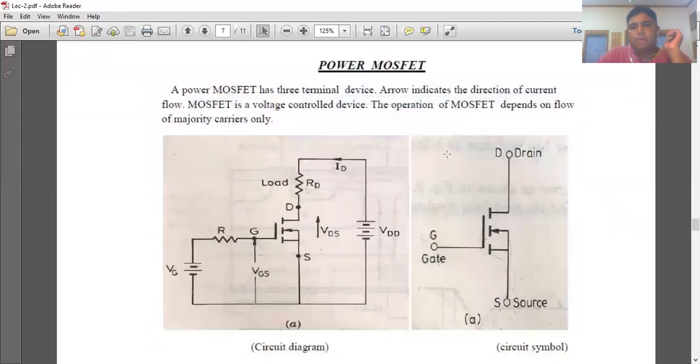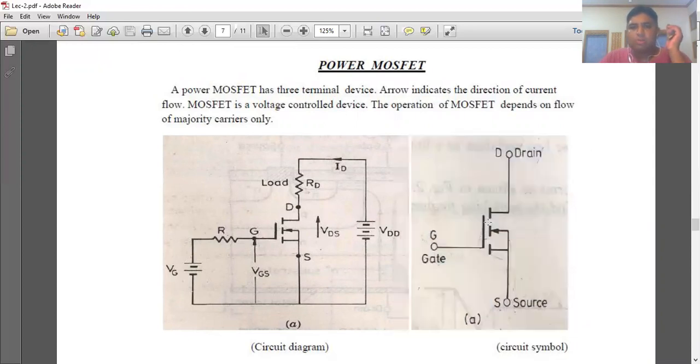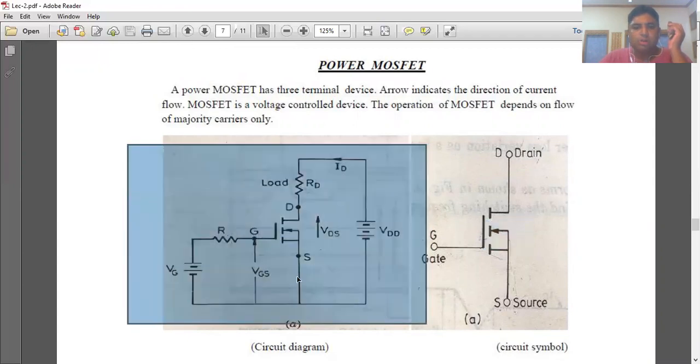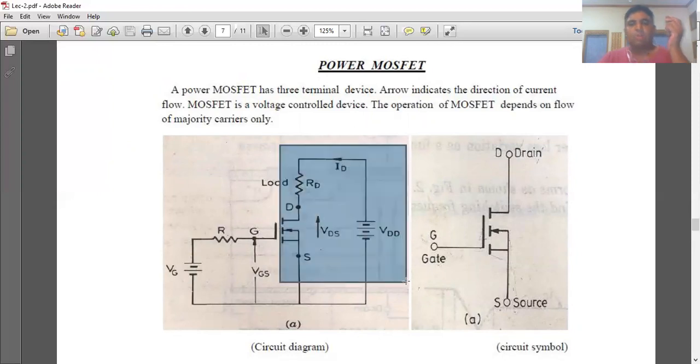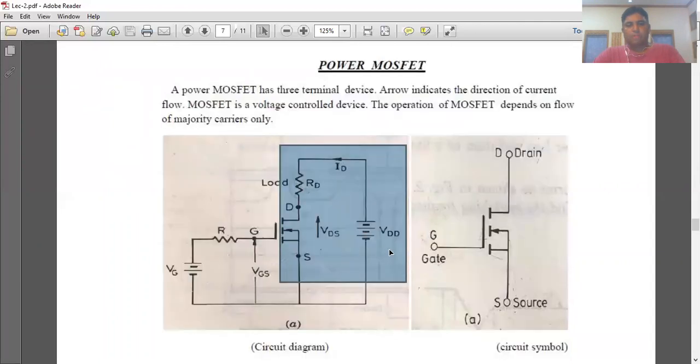Okay, this is the symbol of a MOSFET. Drain, source, and gate are three terminals, and the arrow shows the direction of current flow. And this is the biasing of a MOSFET. You can see that gate and source terminal are biased, and its drain voltage is also biased. So a MOSFET is a voltage control device. The operation of MOSFET depends on the flow of majority carriers only.